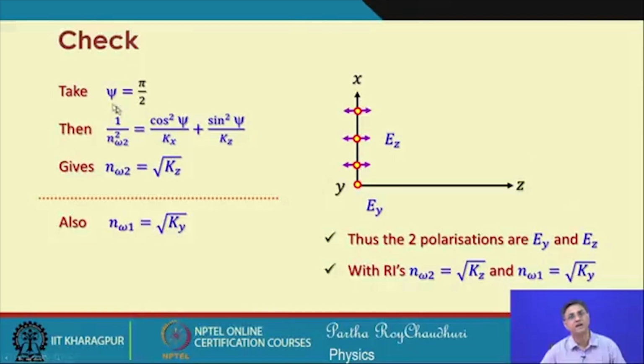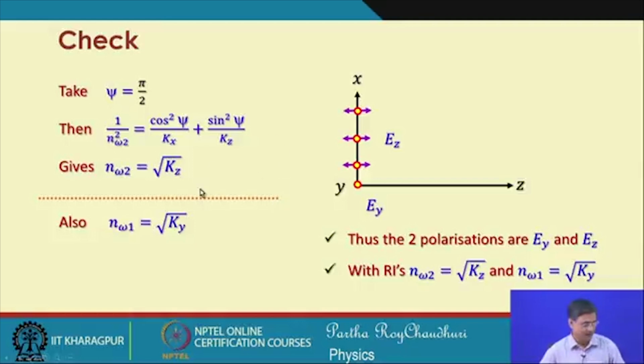And if you put psi equal to pi by 2, that is the wave is now travelling along the x direction, then putting this value, this quantity will become 0. So, you will end up with n omega 2 equal to under root of k z, n omega 1 equal to under root of k y, and again you will get these two polarizations which are the eigen polarizations, that is, one is along the z direction, another is along the y direction. So, these are the two different polarizations.